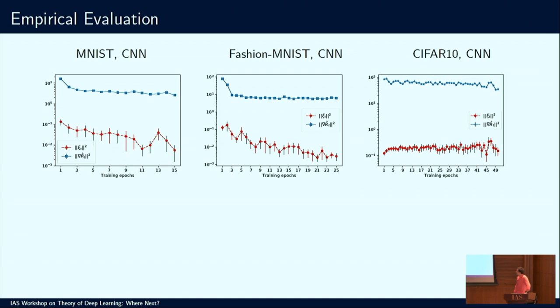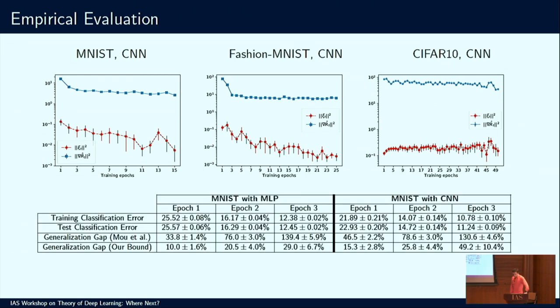So here are some more numbers. You see this quantity here, which is orders of magnitude larger than the incoherence term, which is way smaller. These numbers, well, I am somewhat embarrassed to show them, but they also show the sorry state of how good bounds are. This is MNIST on a multi-layer perceptron after one epoch, two epochs, three epochs. Here's the training error, 25, 16, 12. This is a particular configuration; we didn't really optimize this. And here are the corresponding test classification errors.